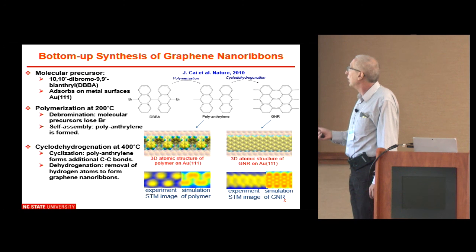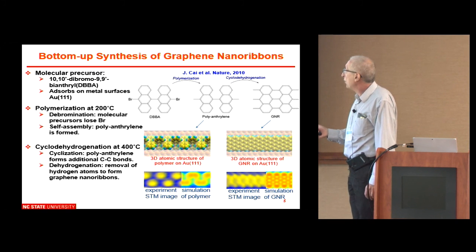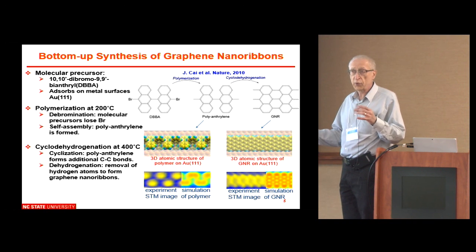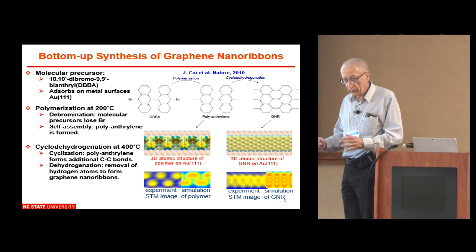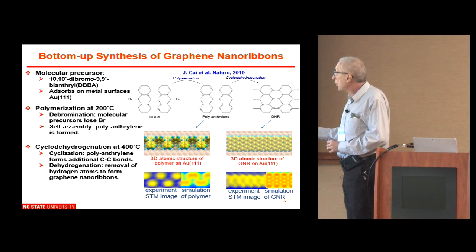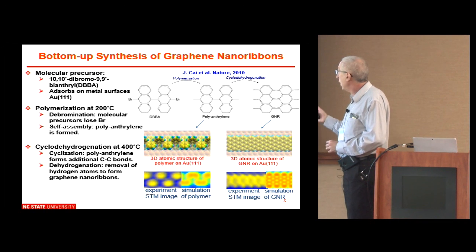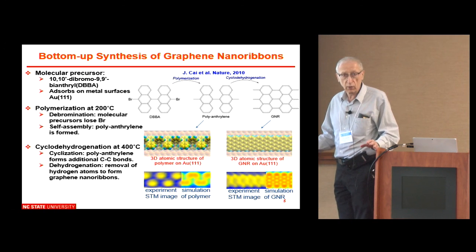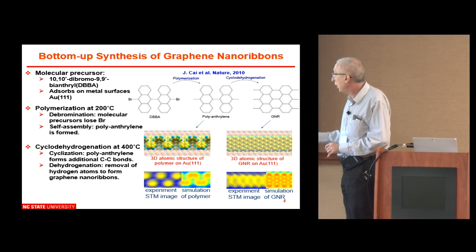I press it again. Anyway, here is the bottom-up synthesis of graphene nanoribbons, which has been a breakthrough in nanoribbon synthesis. Atomically precise, it's hard. Okay, very hard to grow. But if you start with the right precursors, you get polymerization, and then you have graphene nanoribbons (GNR) with no defects, period. That's a breakthrough that happened in 2010.